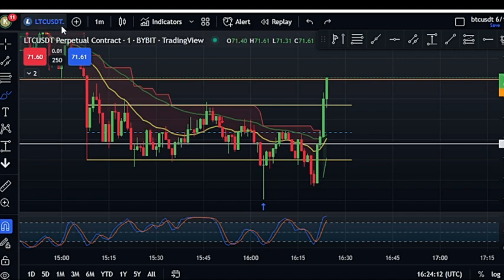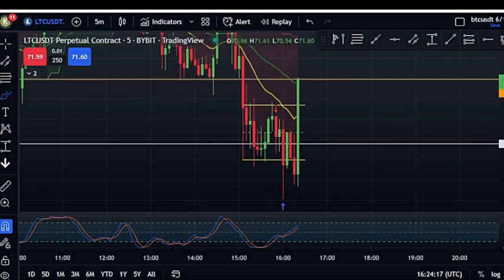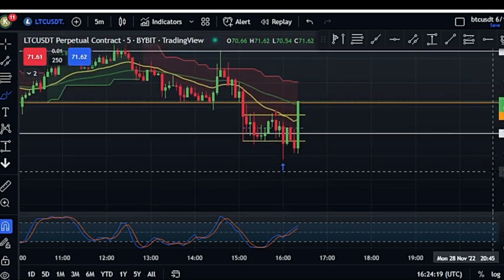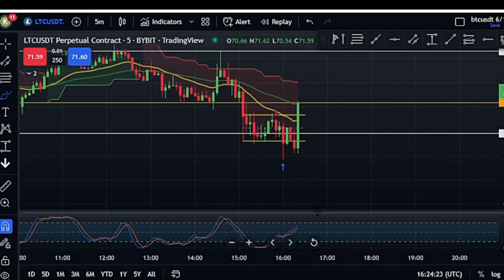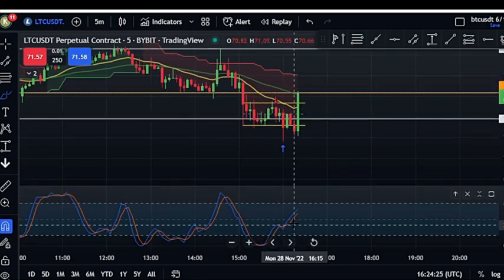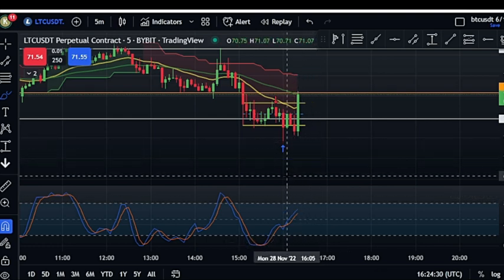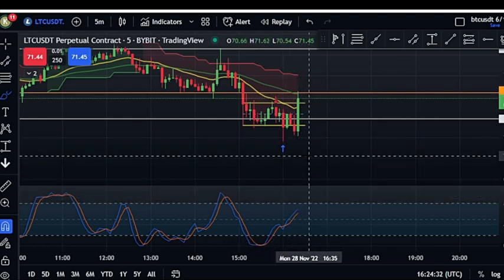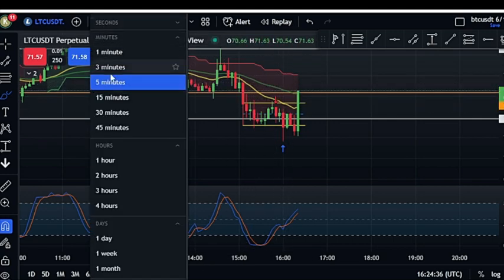So let's see what's happening on the 5 minutes. The 5 minutes is pumping hard. You can see on the 5 minute the super trend is still bearish, so we want to wait. The stock RSI is also still coming back up on the 5 minutes. In this case, when the 1 minute is not showing clear signs, we want to go and check other time frames like the 5 minutes or the 15 minutes.